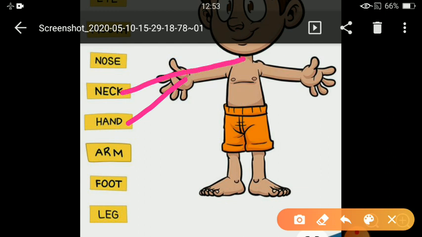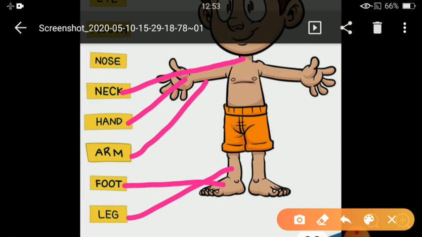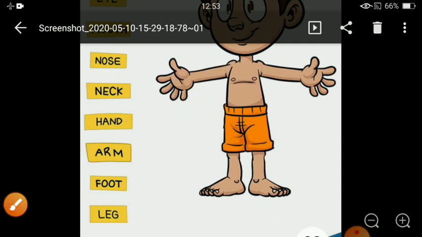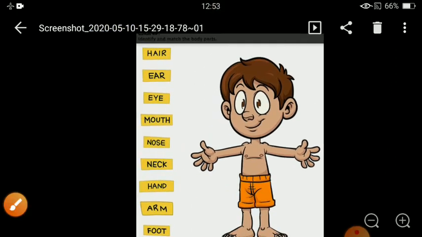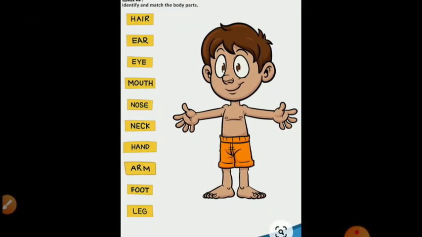Arm, this is our arm. Foot, this is our foot. And leg, this part is called leg. The full part is called our leg. Clear? Now all of you try to draw a beautiful diagram of human body parts. And label all its parts.